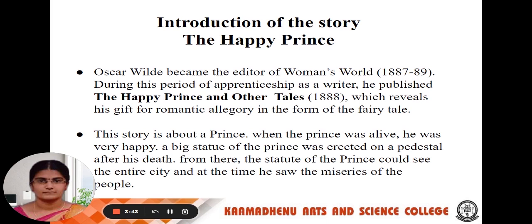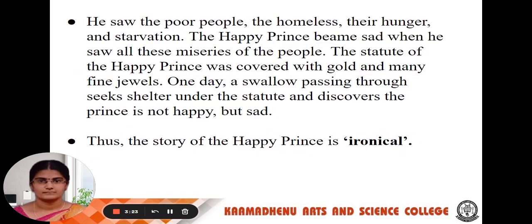The story is about a prince. When the prince was alive, he was very happy. A big statue of the prince was erected on a pedestal after his death. From there, the statue of the prince could see the entire city, and at that time, he saw the miseries of the people. He saw the poor people, the homeless, the hunger, and starvation. The Happy Prince became sad when he saw all these miseries of the people.